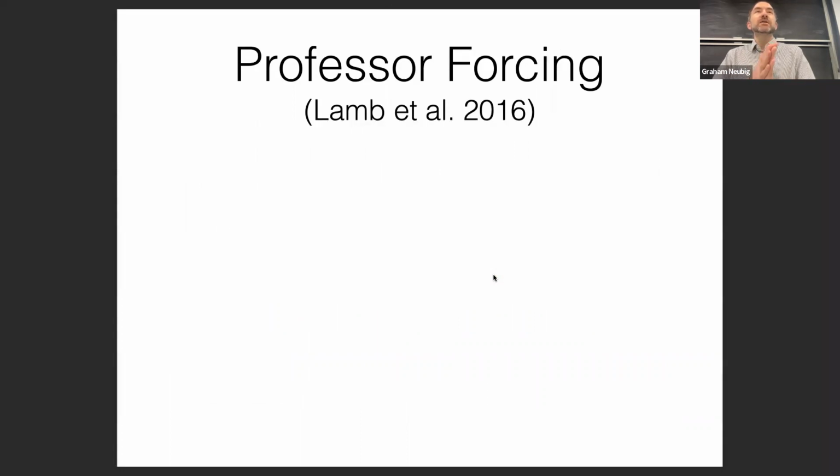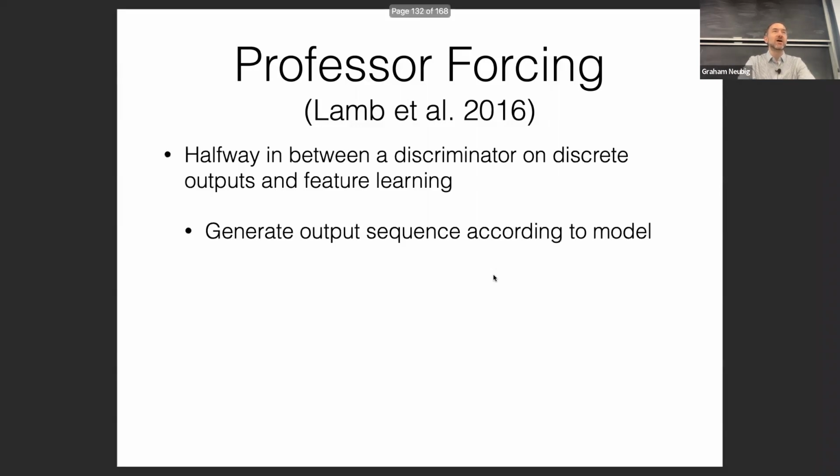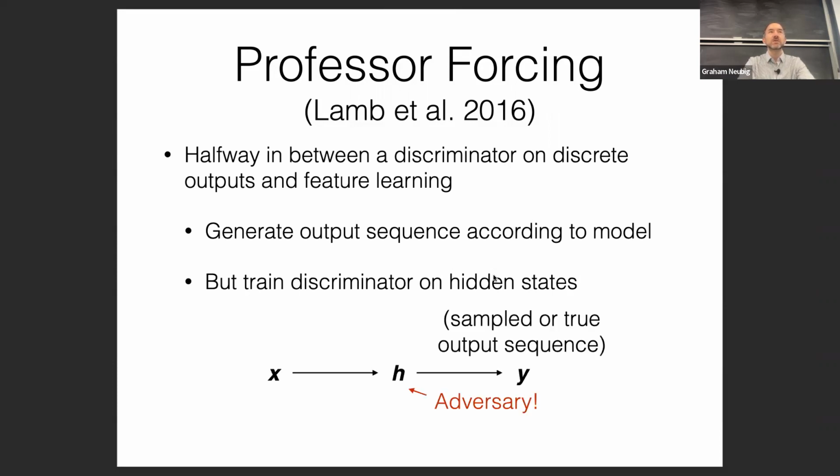So then another technique that exists is something called professor forcing. It's a play on words for teacher forcing. Basically, this is halfway in between a discriminator on discrete outputs and feature learning. What you do is you generate the output sequence according to the model, but train the discriminator on hidden states. So instead of training it on the probability output by the softmax, you train it directly on the hidden states. That's just another option. In fact, I probably could have put that in the previous slide where I talked about training on the probabilities, but it's just whether you train it on H, whether you train it on the probability of Y, or whether you train it on Y.